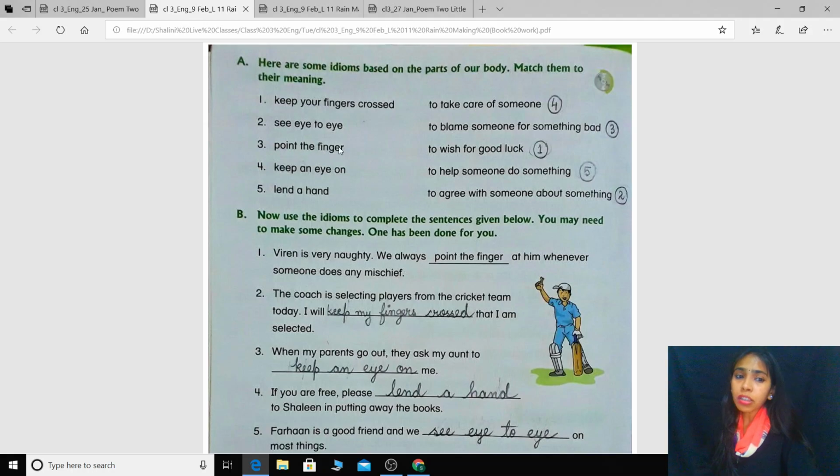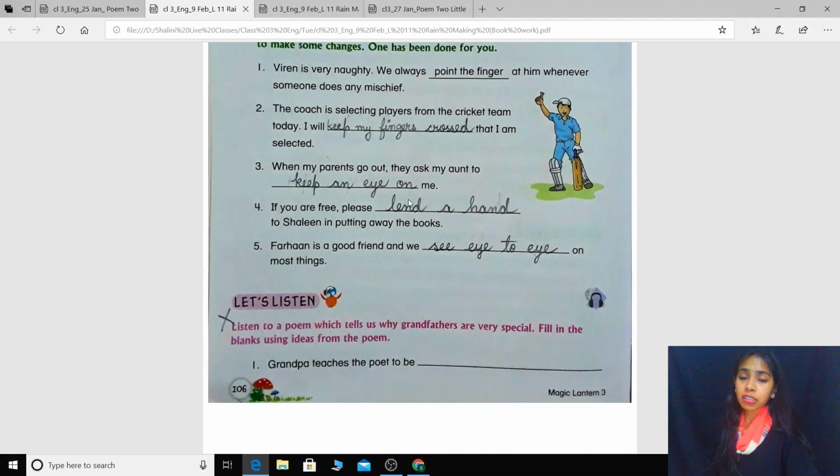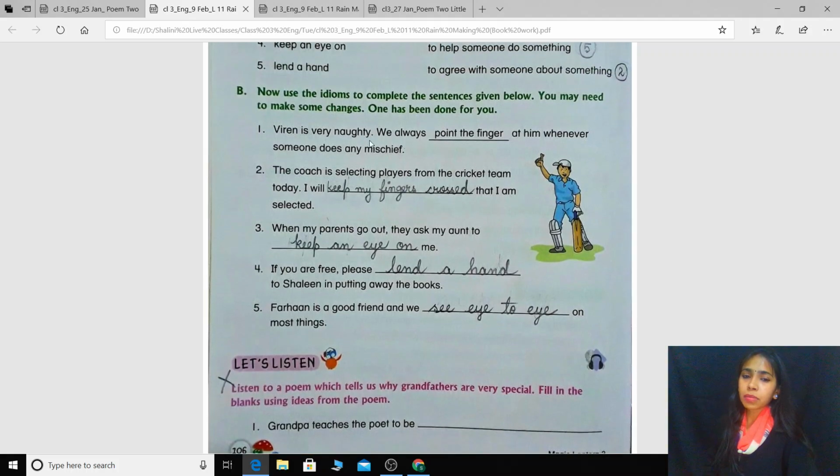Point the finger means to blame someone for some reason, right? And keep an eye on means to take care of someone, right? Lend a hand means to help someone do something, right? So like here, see, we have seen some examples of how to use these idioms in sentences. Like, Rain is very naughty.